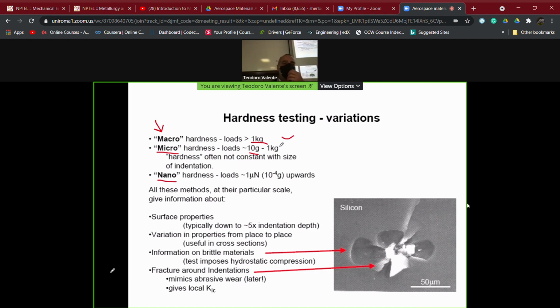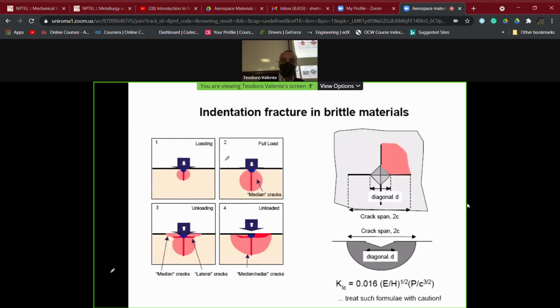Sometimes we can have an idea of the surface response by using micro hardness with loads which are of the order of maximum 10 grams. Most of the time, especially for very thin characterization of the surface, we need to rely on nano hardness measurements with dedicated instruments, which are also called nano indenters. And I will be back in a moment on the nano indenter.